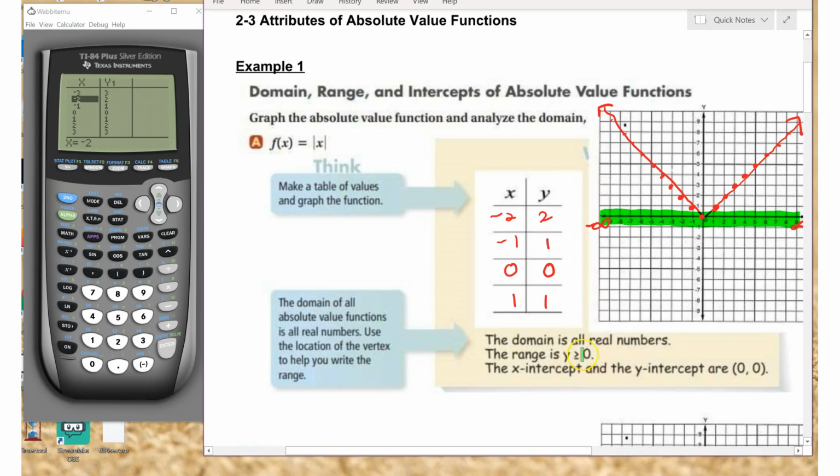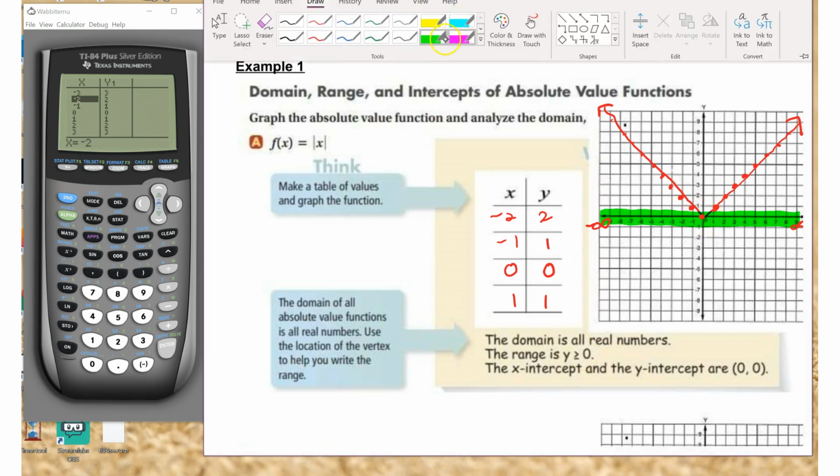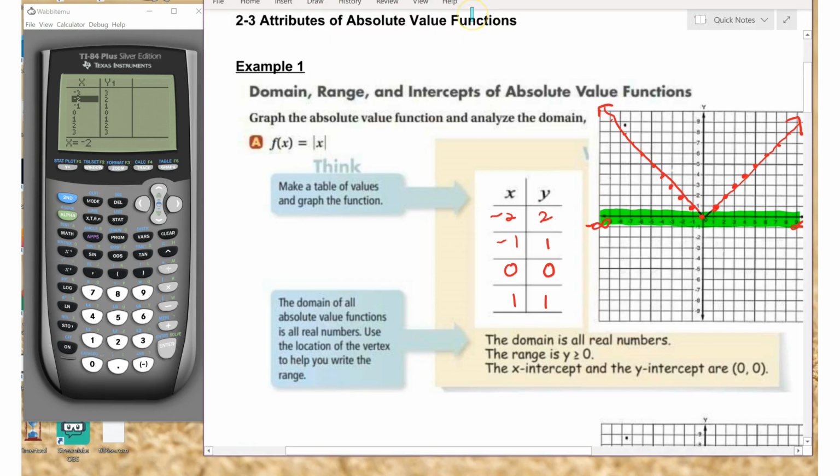The range, on the other hand, you notice that the graph's lowest point is 0, y equals 0. So the range is actually going to be y is greater than or equal to 0. Okay, so the domain is from -infinity to +infinity, and the range is going to be anything that's above 0. Y is greater than or equal to 0. So that's what you're doing on today's assignment.